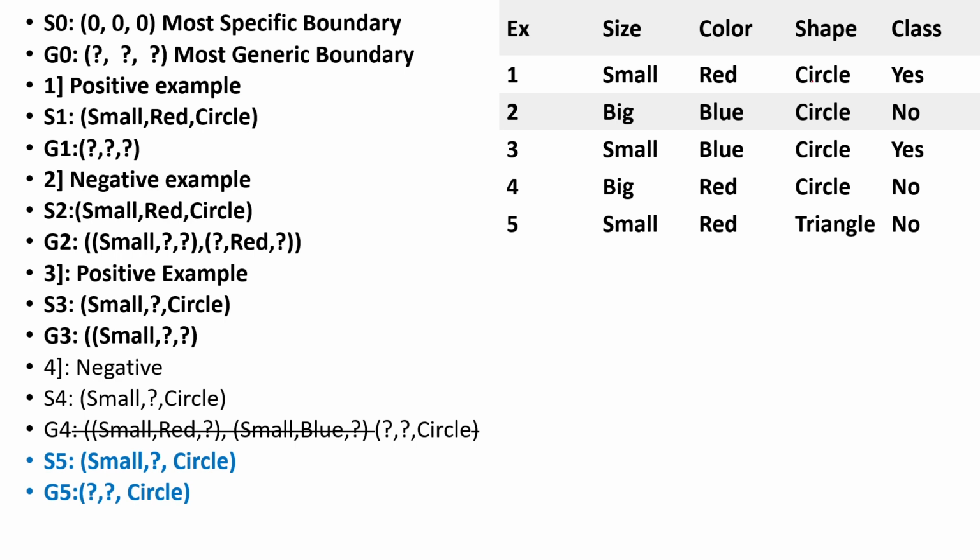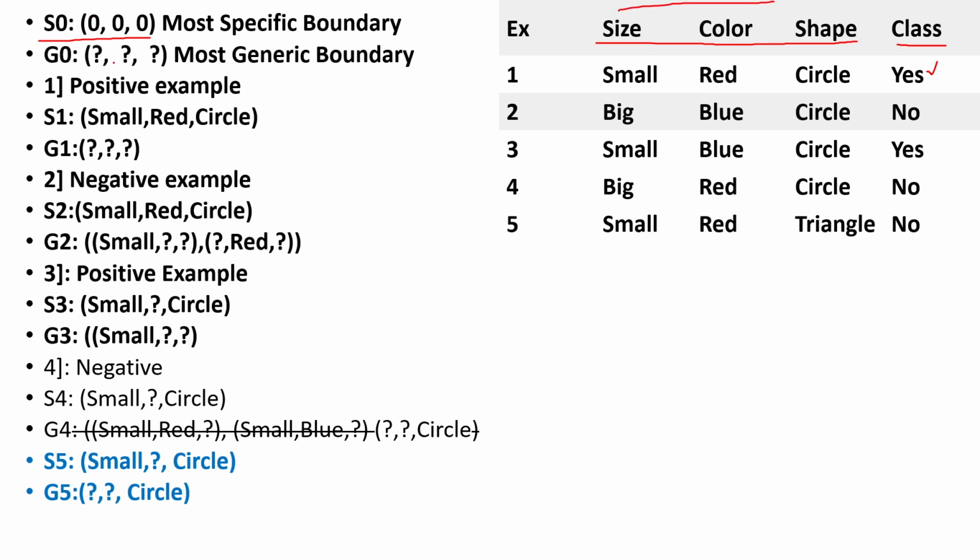Now we'll take one more example. Having three parameters, size, color and shape, the class is having one of the values, like positive example or negative example, yes or no. The first step is to initialize. The most specific boundary is initialized to all zeros. The number of zeros depends on the number of parameters. Here there are three parameters, so three zeros.